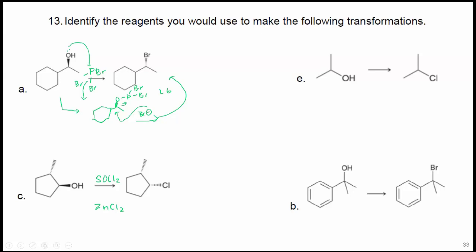So for E and B, even though stereochemistry is not indicated, the reactions are the same. For the OH to Cl, we use SOCl2 again, or zinc chloride. And then for the Br, you can still use PBr3. So these reactions work with primary alcohols, secondary alcohols, or tertiary. All right, very good.